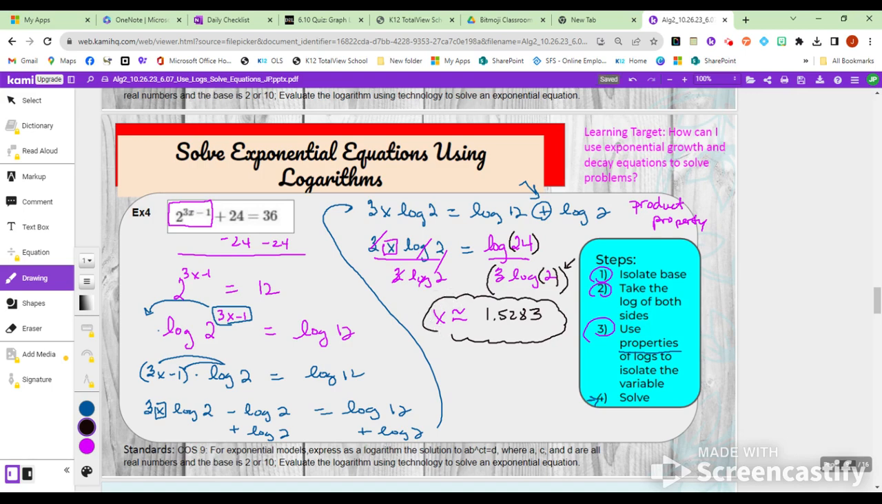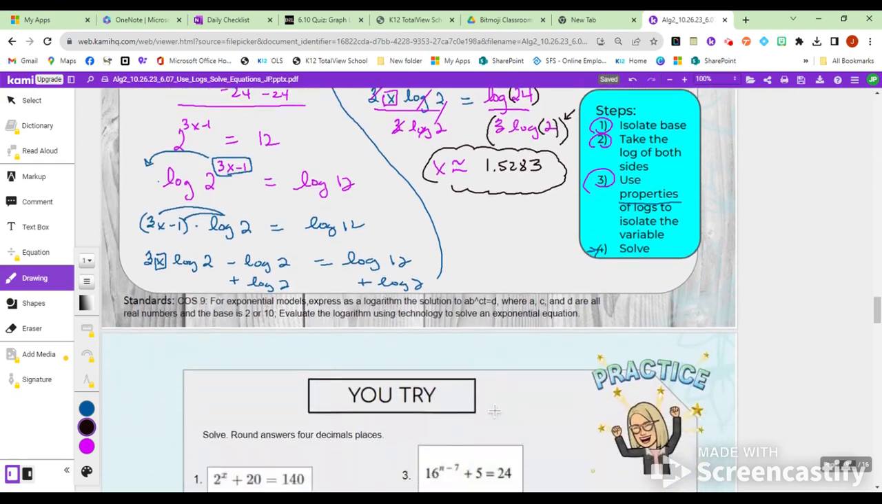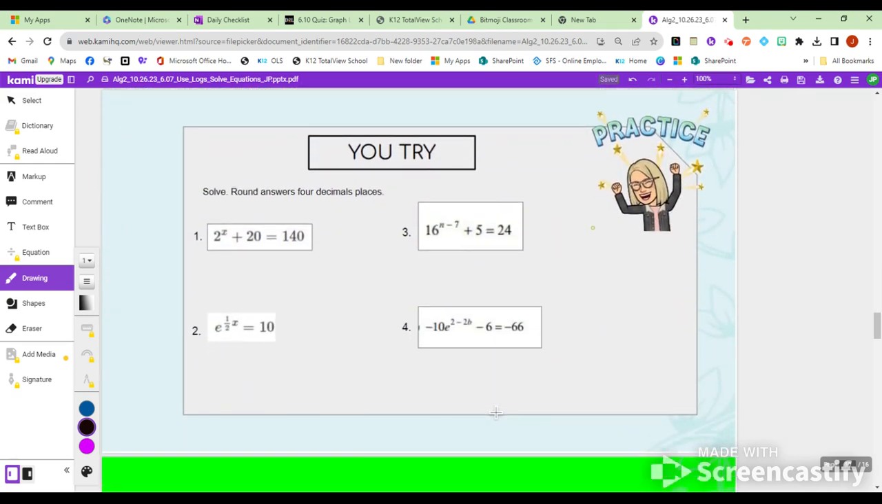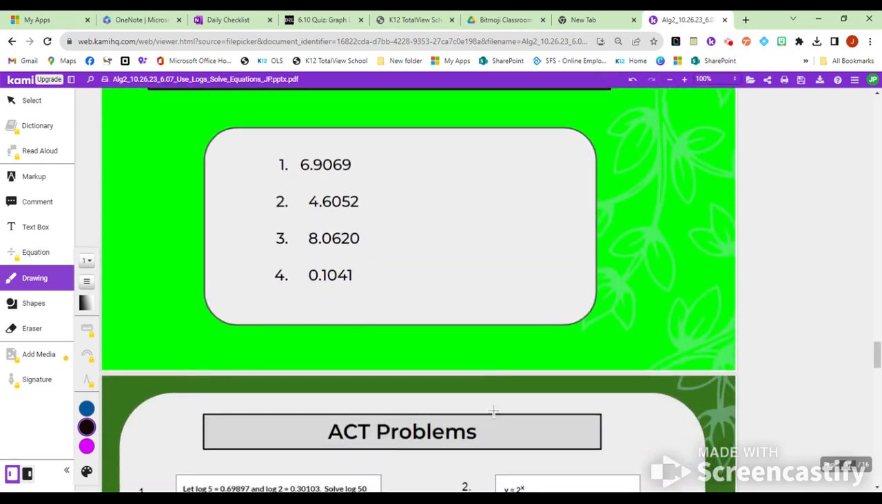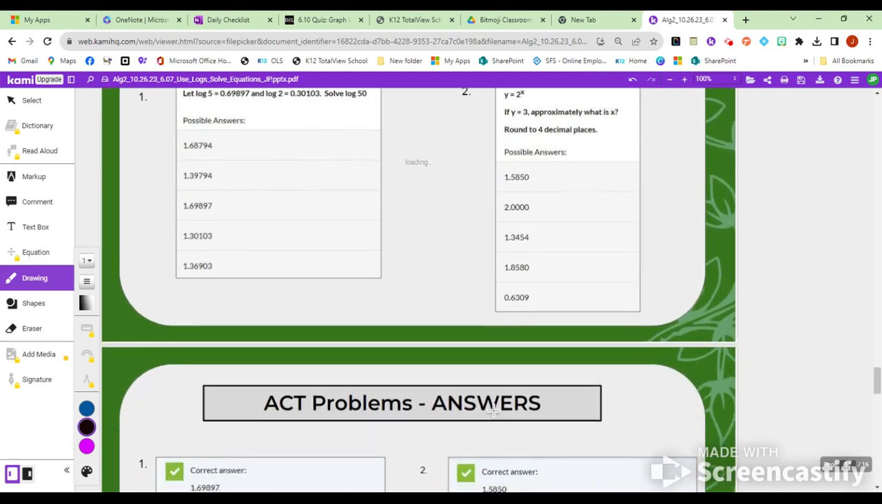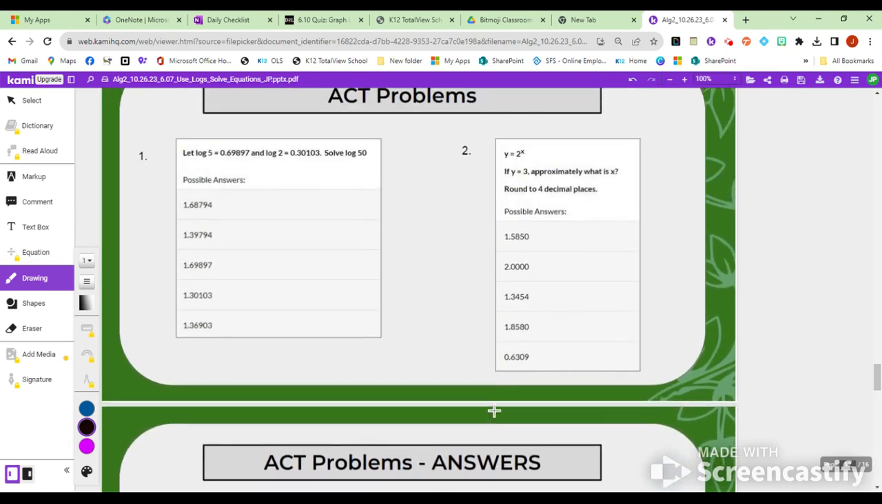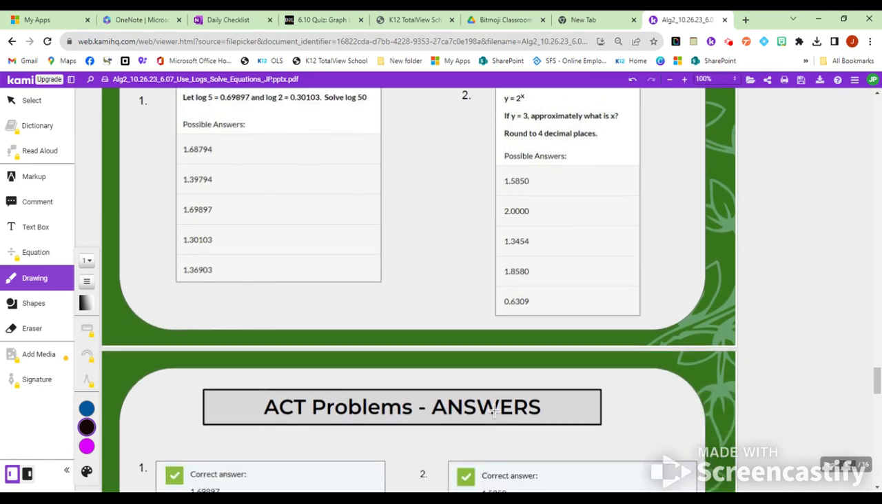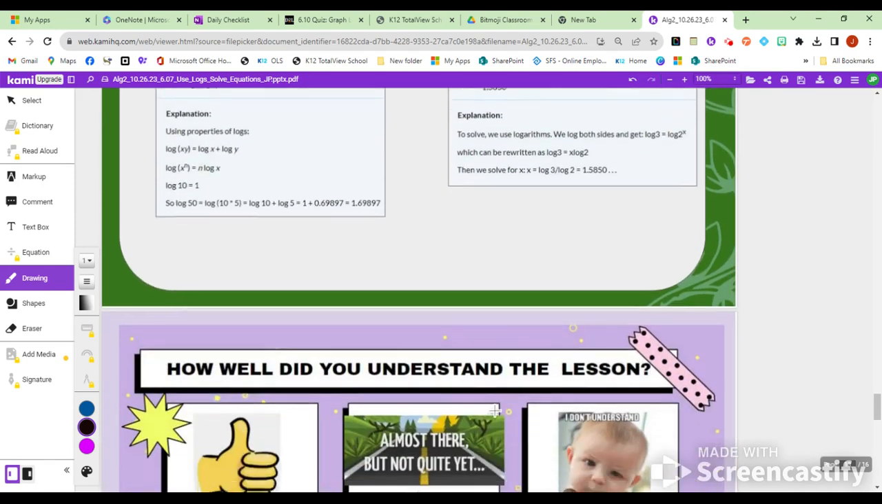All right, hopefully this was helpful. That is my last example. If you want to try some problems, there's some for you to try. There are the answers. Here's some ACT problems. Yep, these look like log problems that I found on an ACT practice test.